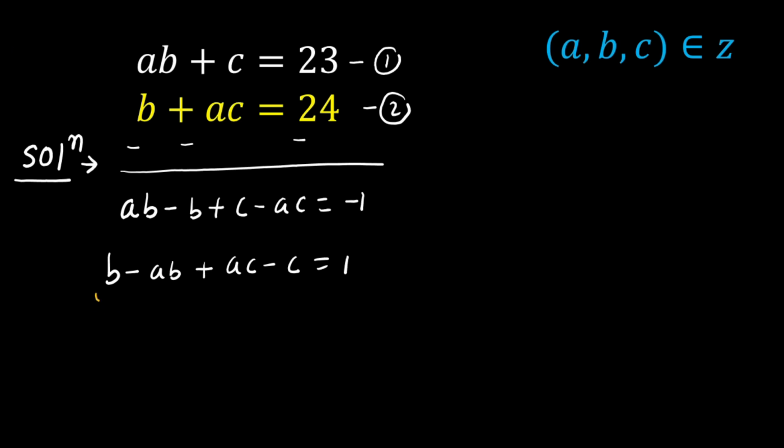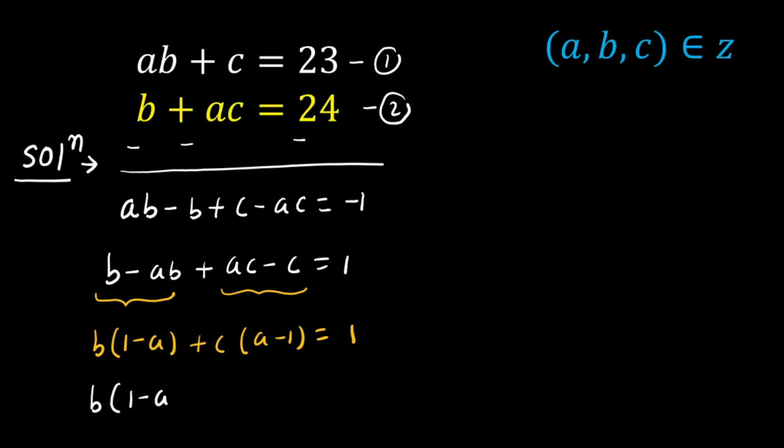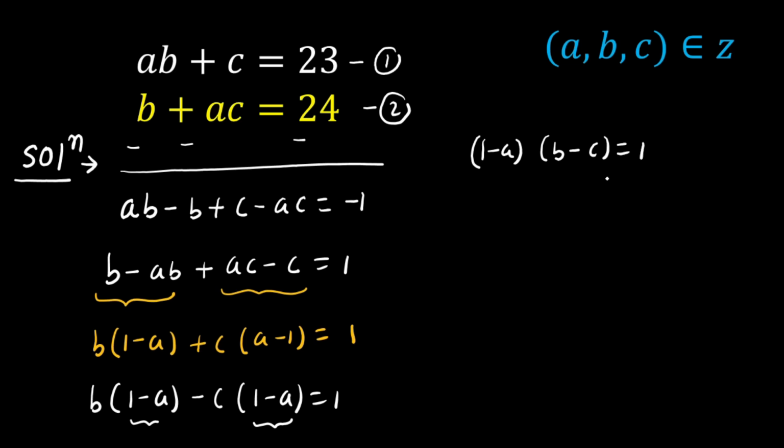Look carefully. Here if we take b common, then 1 minus a, and if we take c common, then a minus 1, and this is equal to 1. On the left hand side, b times (1 minus a), and if we take the negative sign common, then 1 minus a. Look carefully, 1 minus a is common. If we take 1 minus a common, then b minus c, this is equal to 1. Here (1 minus a) times (b minus c) is equal to 1.